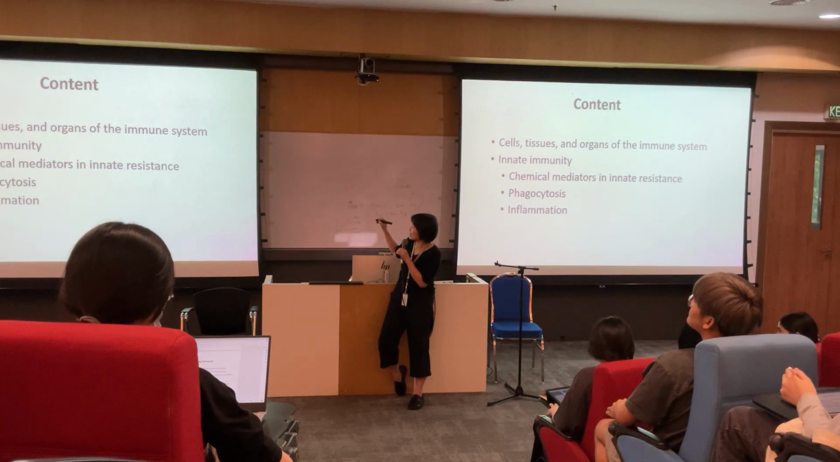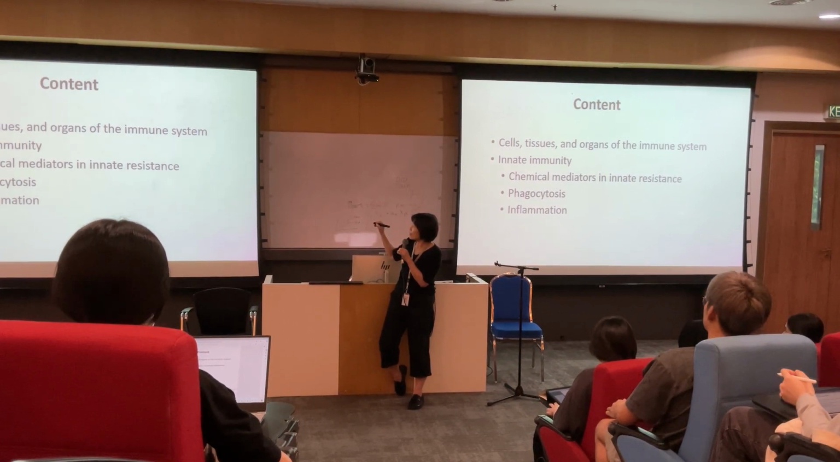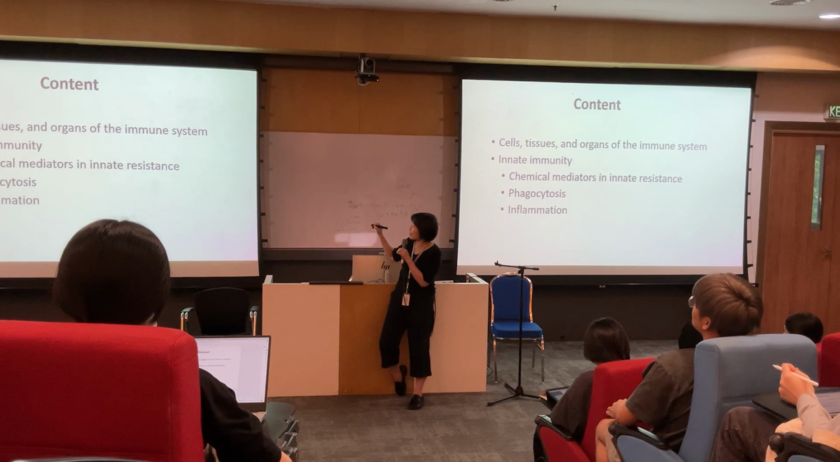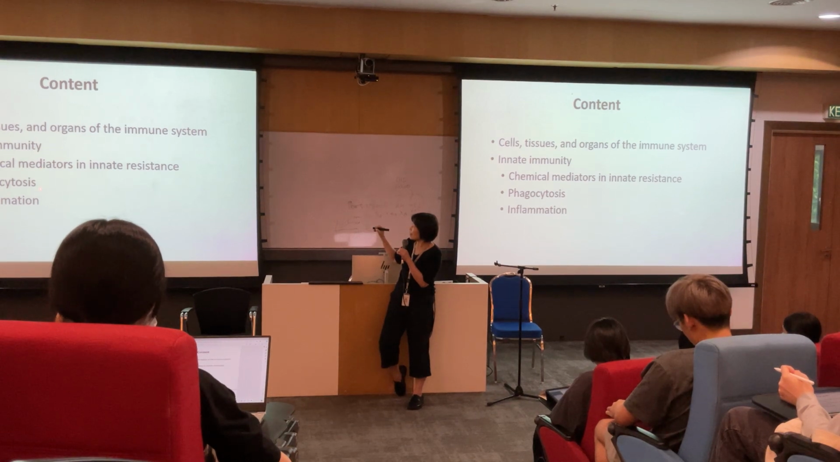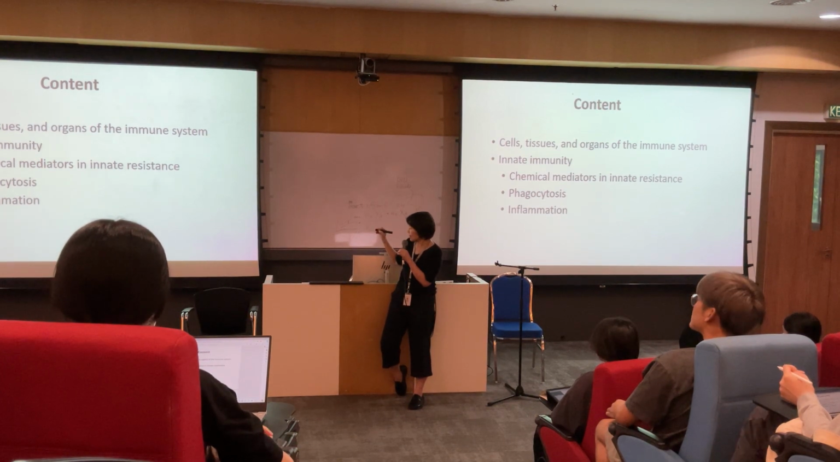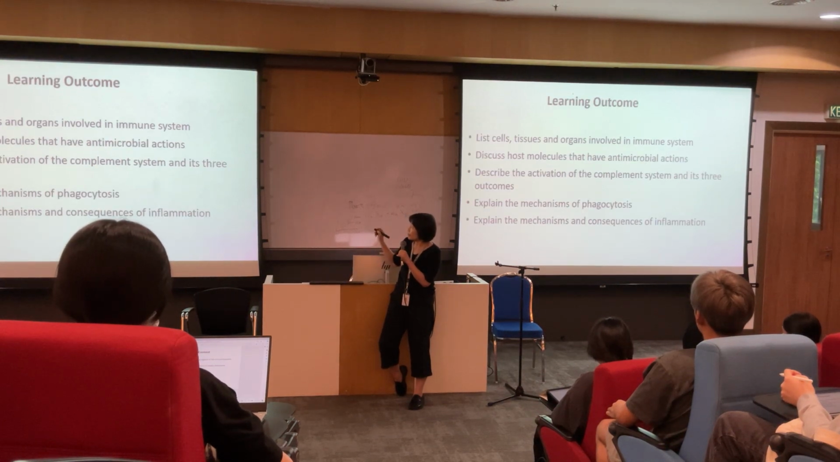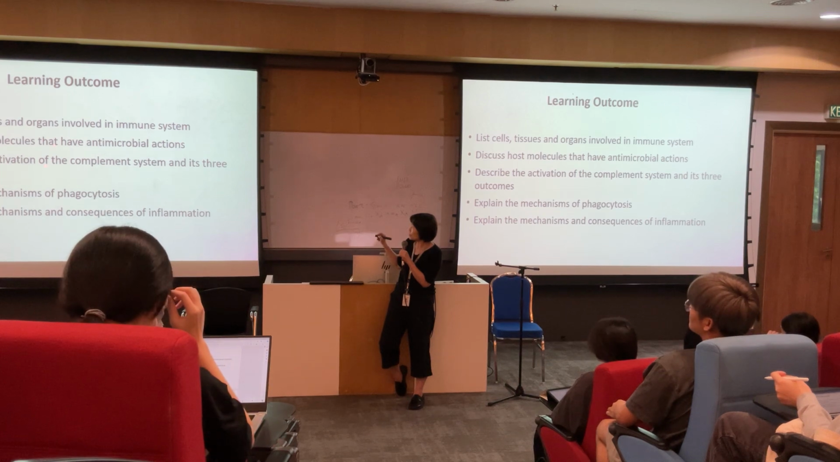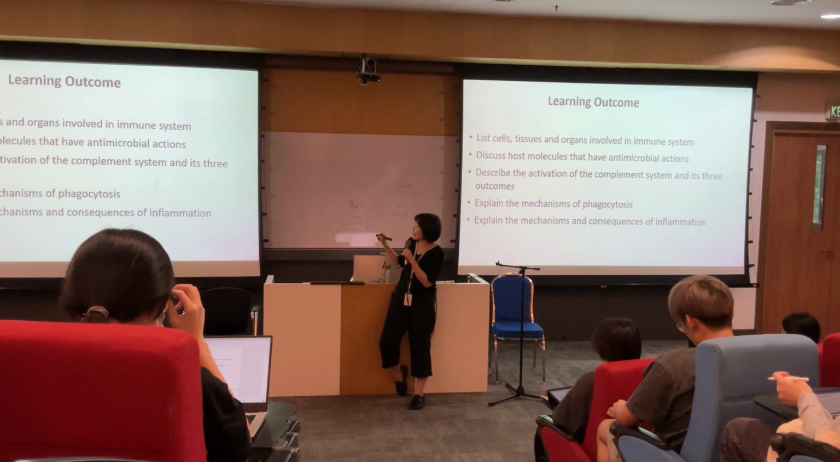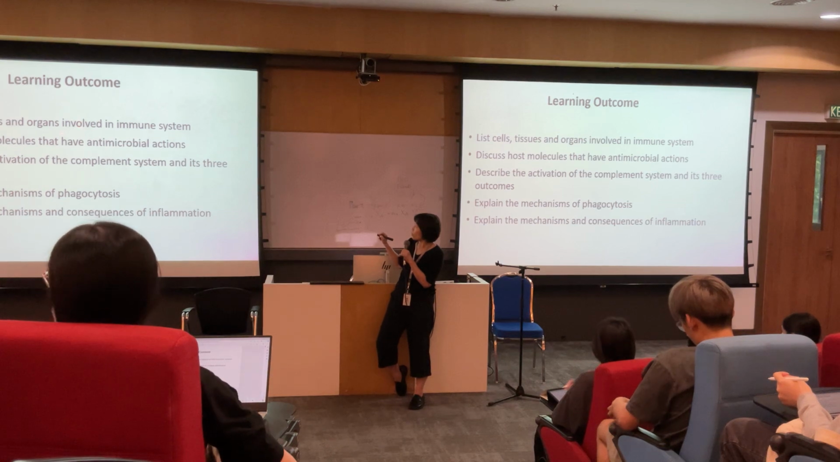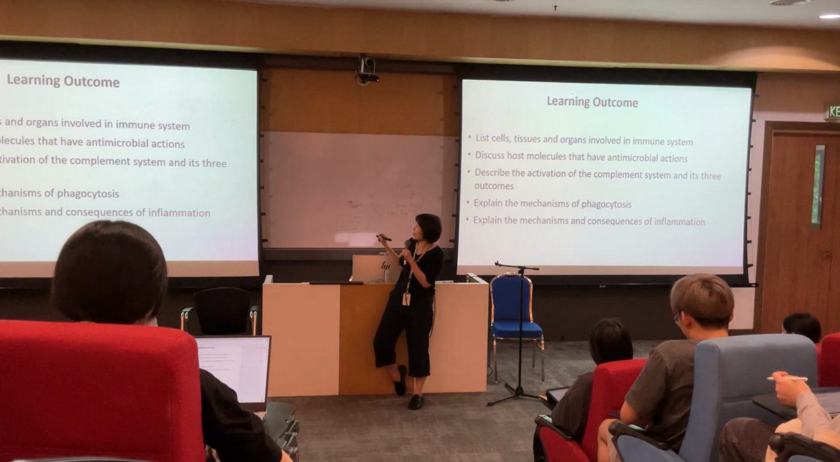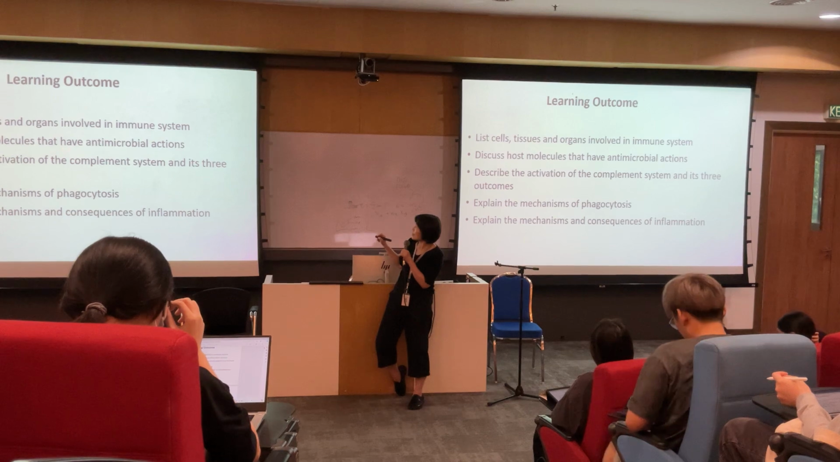So today we're going to cover the first thing: we're going to introduce you to cells, tissues, and organs which are part of the immune system, and we also start talking about the innate immune system, including its components and also the hallmarks of the innate immune system. There's a lot of things that you need to know today: what kind of cells, tissues, or organs are involved in the immune system, and also what kind of molecules.